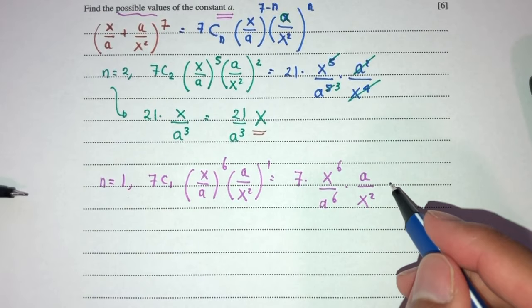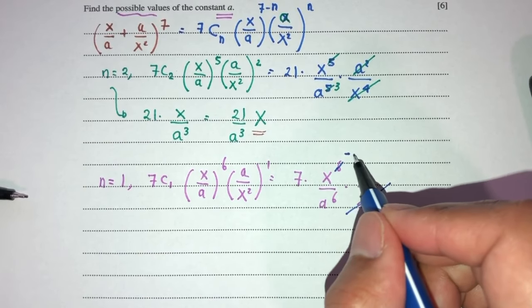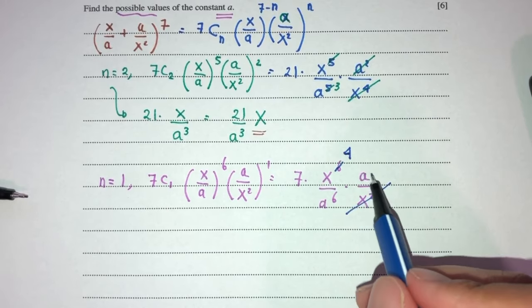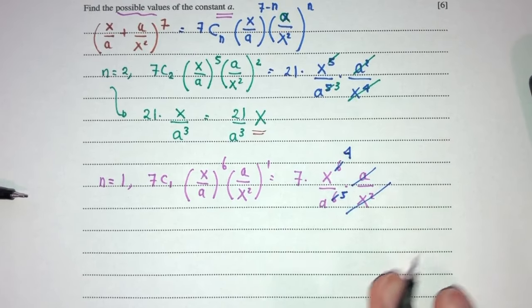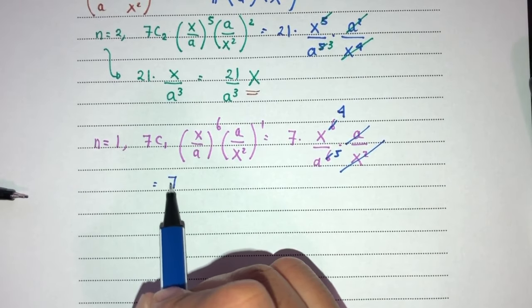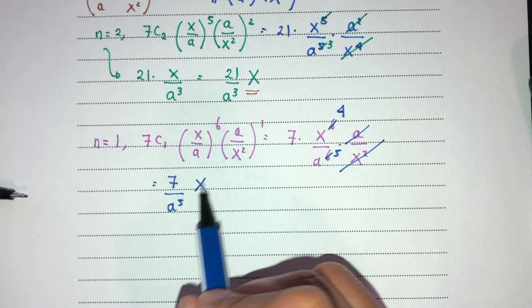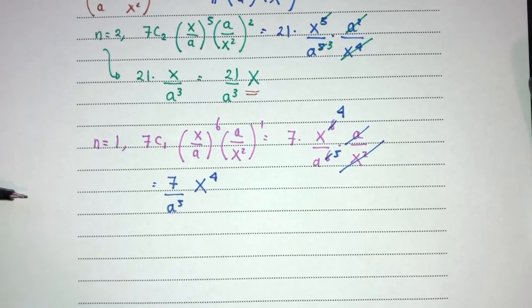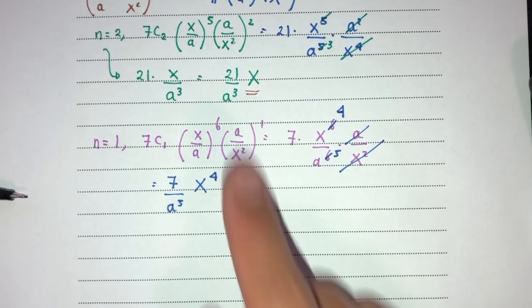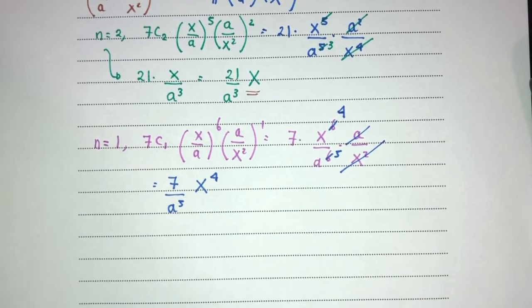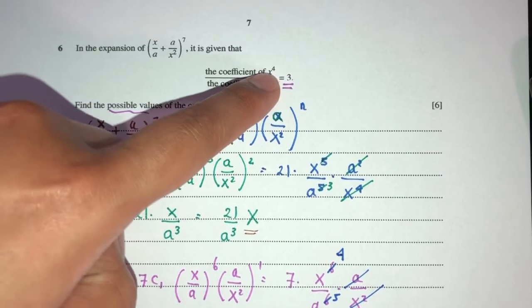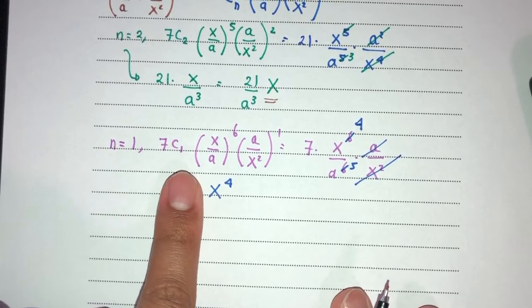Now this will go away. This will be 5, sorry, 4, not 5, and this will become 5. That will be 7 over a power 5. This is the value of x power 4. So this is my term in x power 4 and my term in x as we need. Now finally, we have this equation that we have to use. The coefficient of x power 4 is this one.